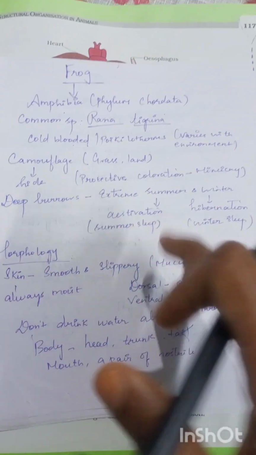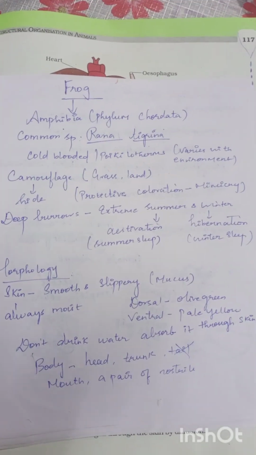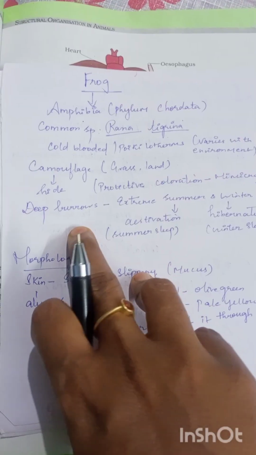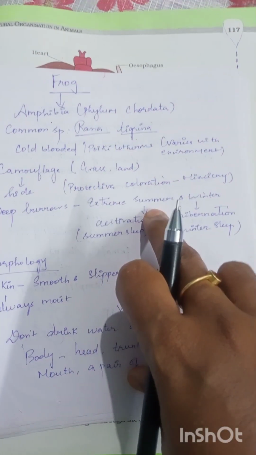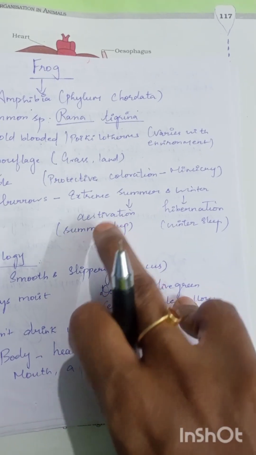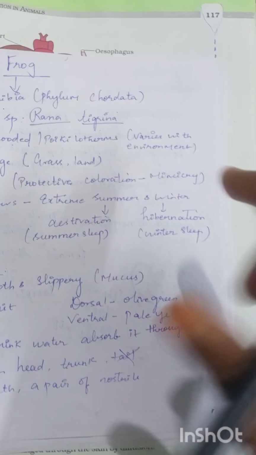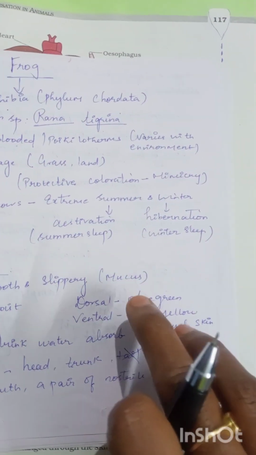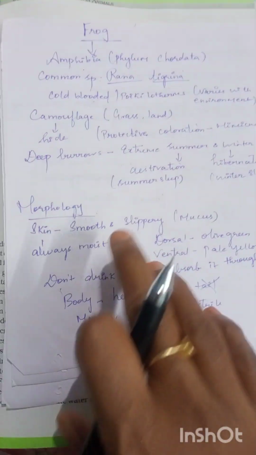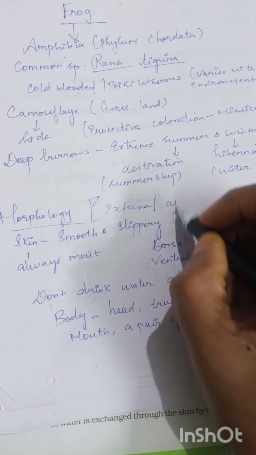When the climate is extremely summer or winter, in order to protect themselves, frogs dwell deep into some burrows and undergo some sleep. The long sleep that the frog takes during summer is known as estivation. It is known as summer sleep. And the long sleep the frog undergoes in winter is known as hibernation, that is winter sleep. So morphology is actually the external appearance.